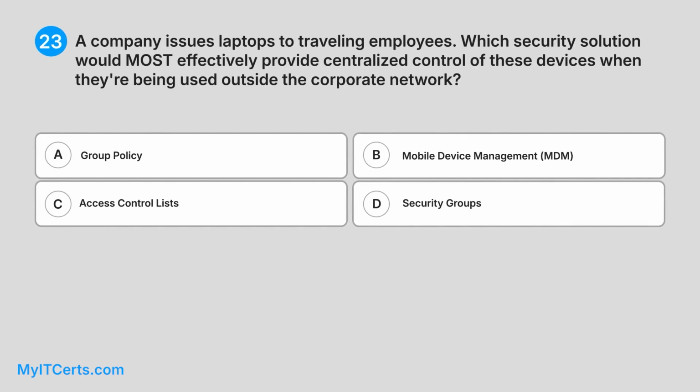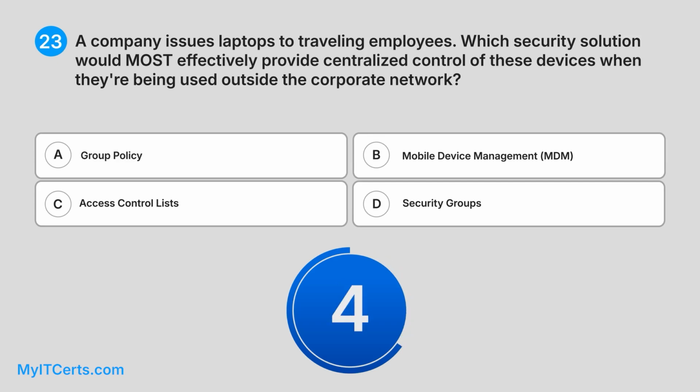23. A company issues laptops to traveling employees. Which security solution would most effectively provide centralized control of these devices when they're being used outside the corporate network? A. Group policy. B. Mobile device management, MDM. C. Access control lists. D. Security groups. What do you think is the answer?